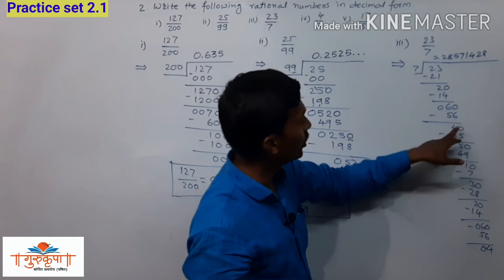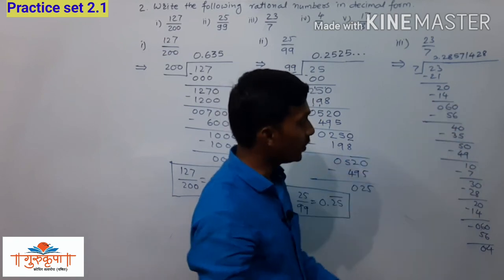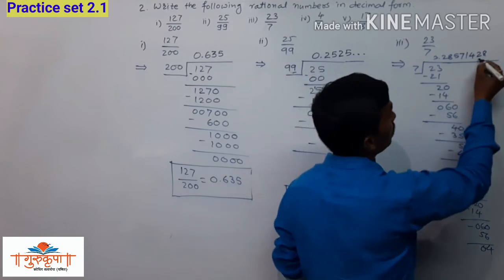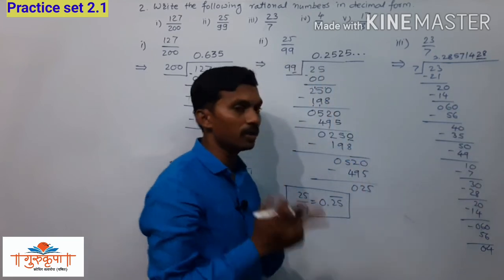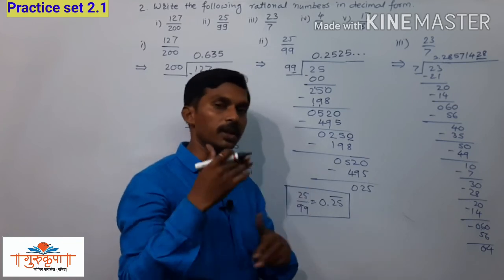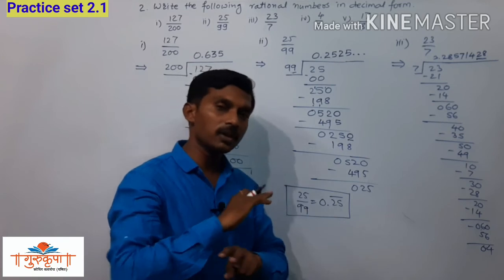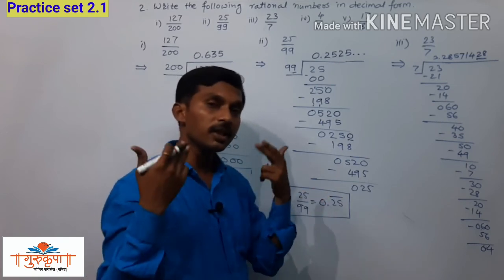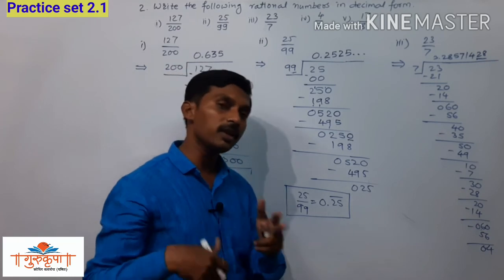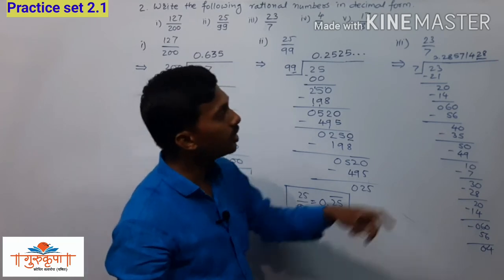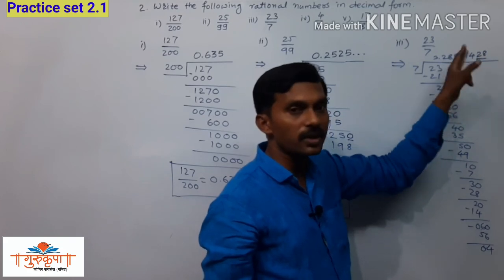Then we will get 40. Then we will divide by 5. Then the remainder is 5. The repetition is started from here. From this digit the repetition is started: 2 8 5 7 1 4. Again 2 8 5 7 1 4. That is non-terminating but recurring. Which number is recurring? This is 285714, 285714, 285714.